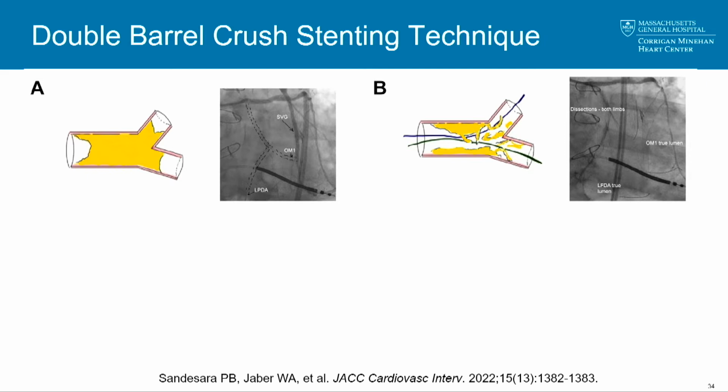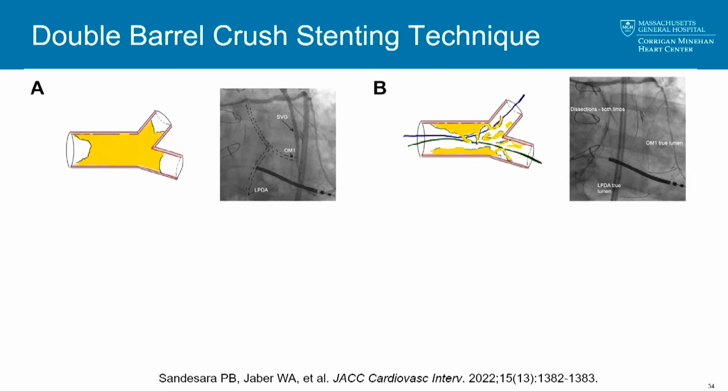Another part that's fairly vexing for CTO PCI operators is when you are able to get into the true lumen of a bifurcation, but there are dissections in both vessels. So what's the best potential stenting strategy? Whatever bifurcation strategy you use, one of the issues is that you can close the bifurcation with a potential dissection flap.